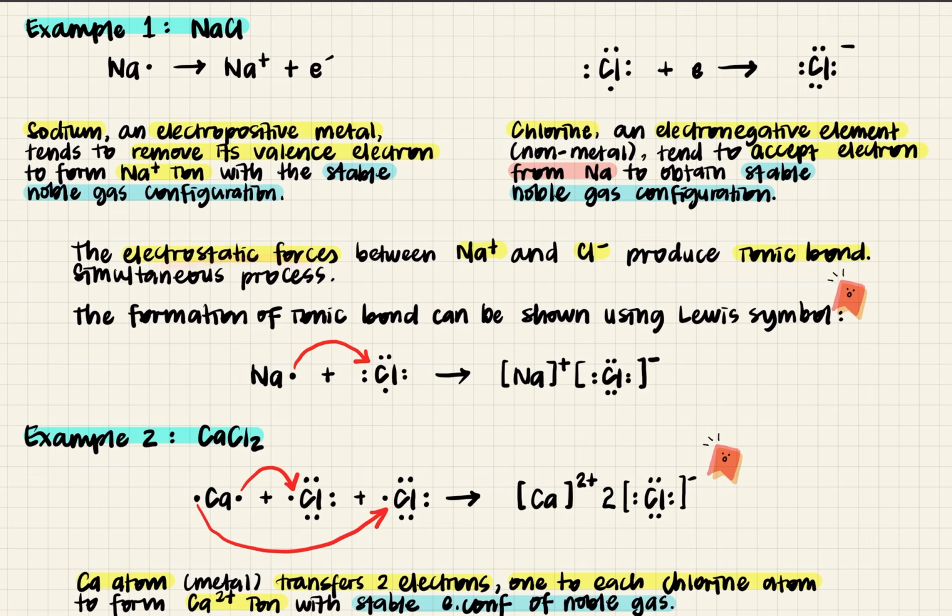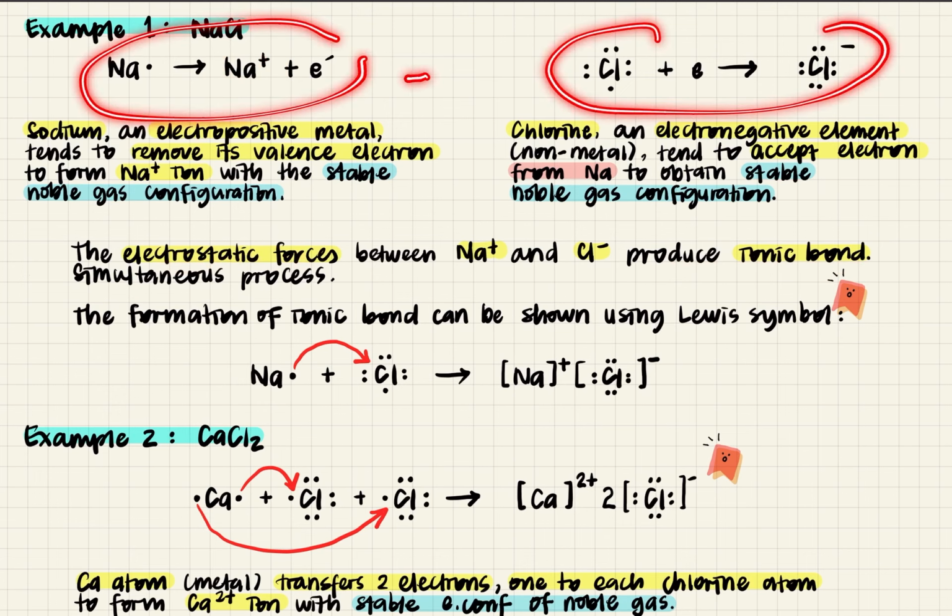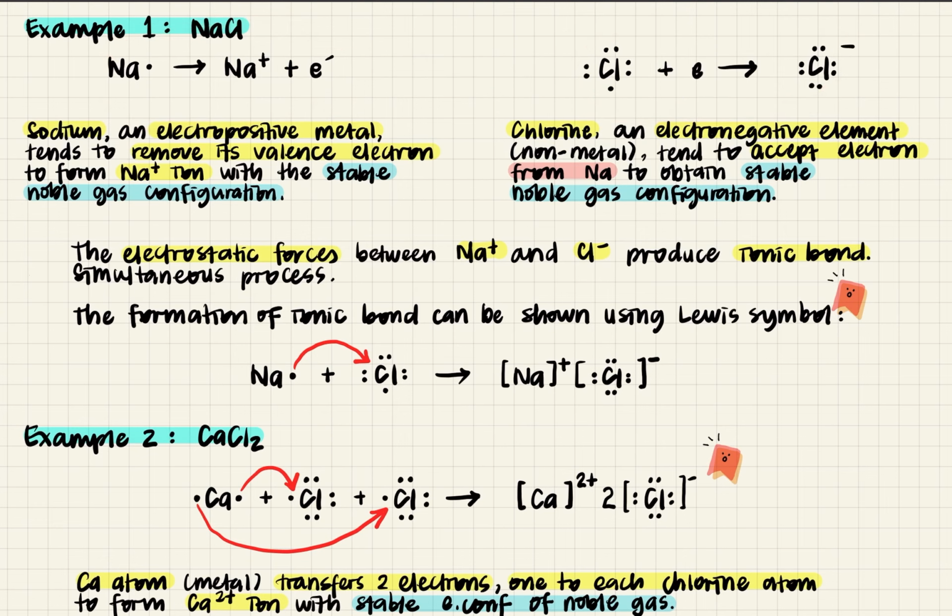Okay, so the electrostatic forces between Na plus and Cl minus will produce an ionic bond. So this is a simultaneous process. That means that these processes take place at the same time. Okay, same time, right? So let's say if the question asks you to show the formation of ionic bond using Lewis symbols, you will show it this way.